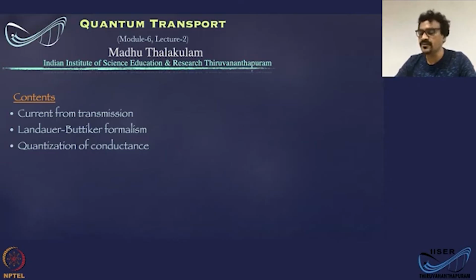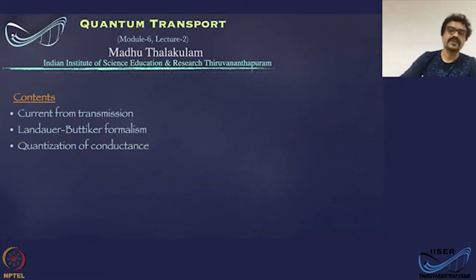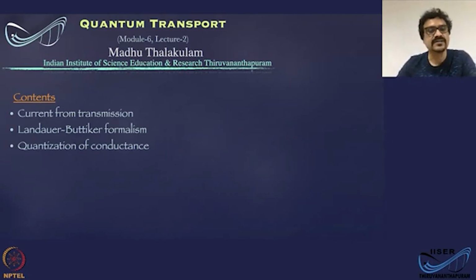So we will discuss the mathematical formalism, which is called the Landauer-Büttiker formalism. We'll look into how to get the current from the transmission, and eventually the quantization of conductance in these systems. We also will discuss a close connection between the quantization of conductance in the constriction and that of the quantum Hall effect that we discussed in one of the previous modules.